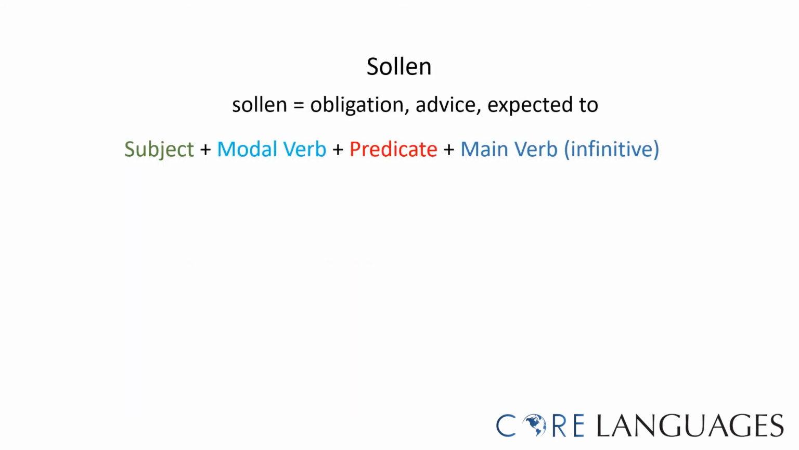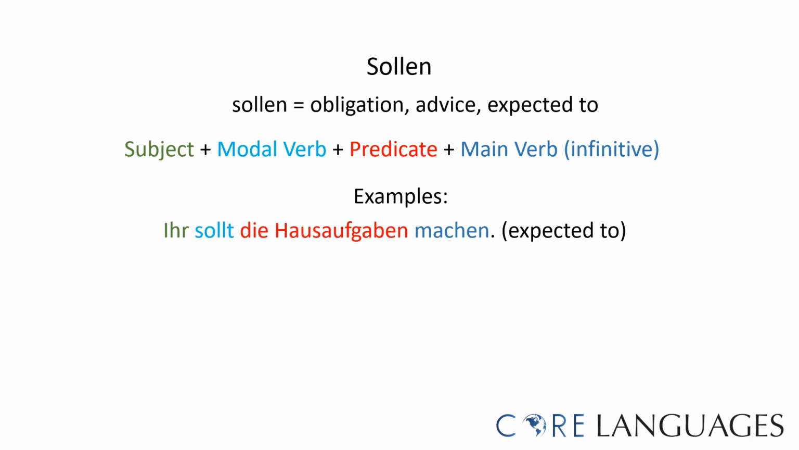Hier sind Beispiele of sentences using sollen, shall, or to be supposed to, which is used to express an obligation, but it can also be used to give someone advice or to express that someone is expected to do something. For example, ihr sollt die Hausaufgaben machen. You are supposed to do the homework. In this example, we're expressing that they are expected to do the homework.